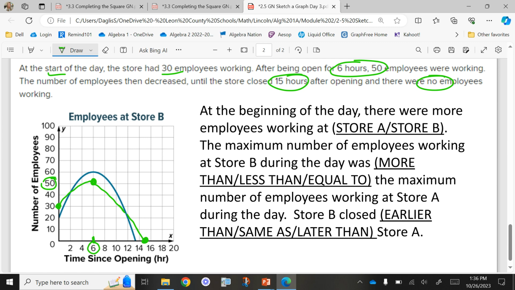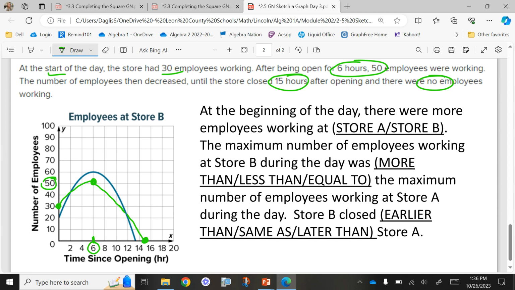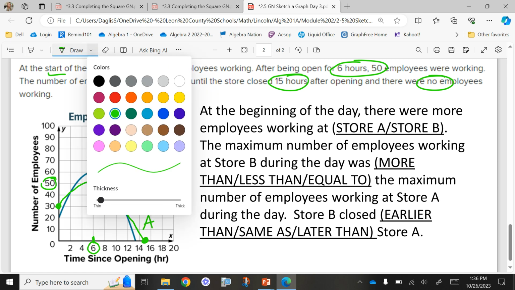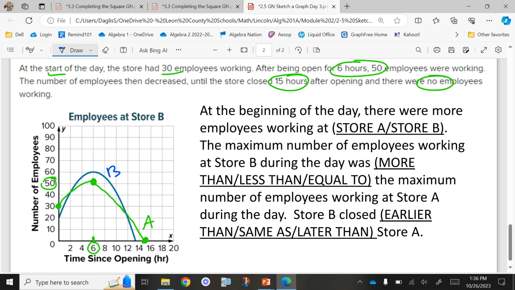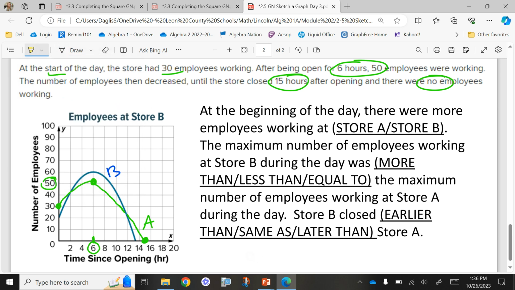Okay. So now what we're going to do in this paragraph is we're going to circle, highlight what the right answer should be. So we're circling the right answer. At the beginning of the day, there were more employees working at store B. Remember, my green is A. Helps to label things, right? My green is A, my blue is B. So which one started off with more employees? Store A had more employees to start off with because my y-intercept was higher. They had about 30 employees. Looks like store B had about 20 employees when they started.